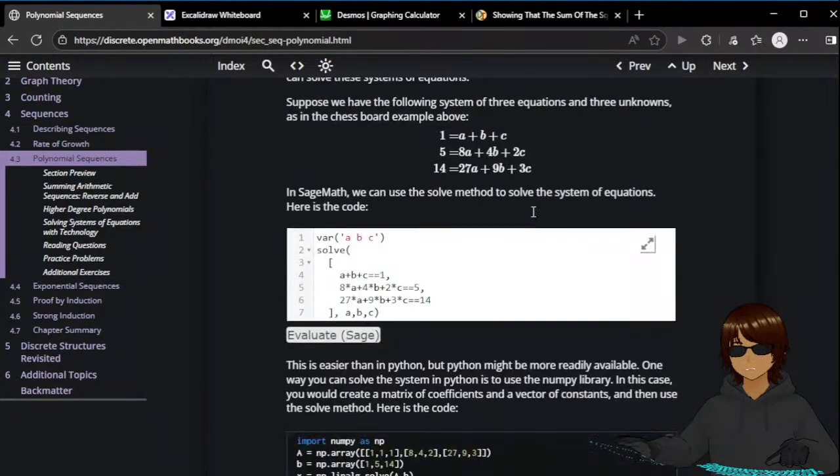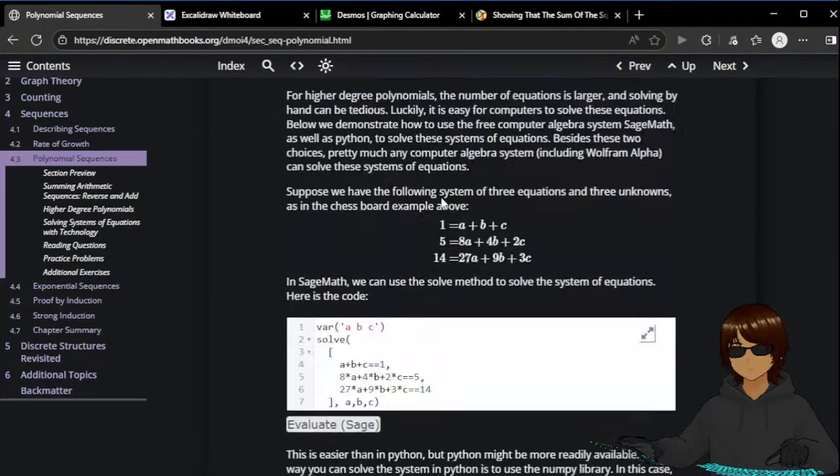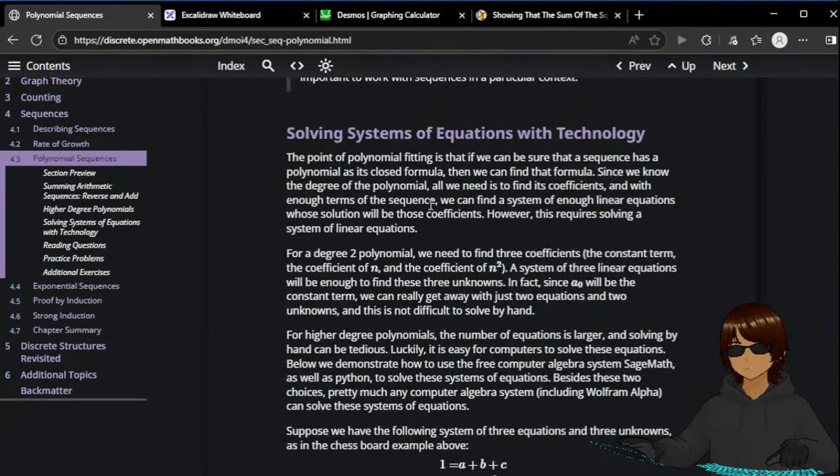What's after this? Technology. Oh, they're using Python and then it's just review. For a degree 2 polynomial, we need to find 3 coefficients. A system of 3 linear equations will be enough to find these 3 unknowns. In fact, A0 will be the constant term. We can really get away with just 2 equations and 2 unknowns, and this is not difficult to solve by hand.